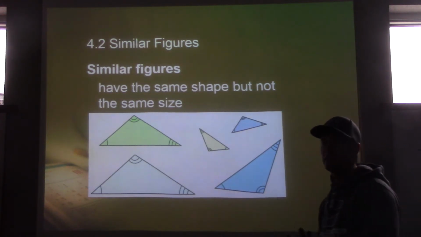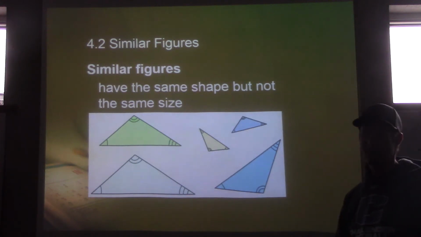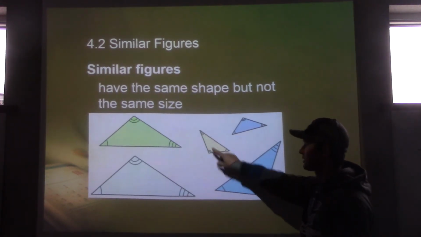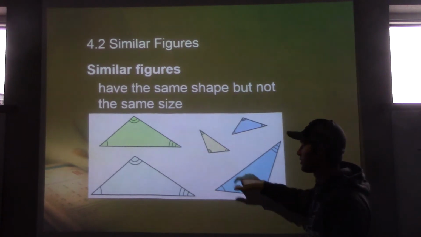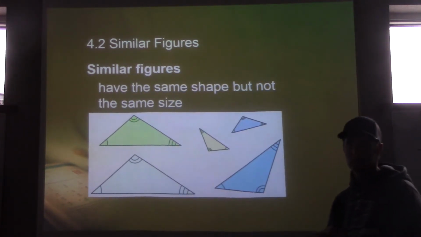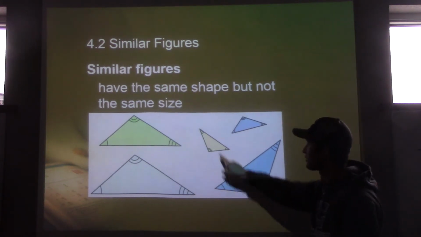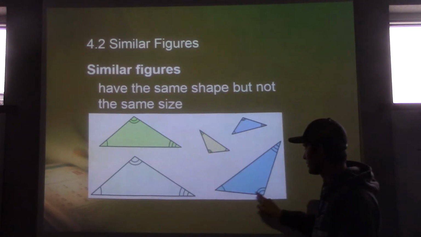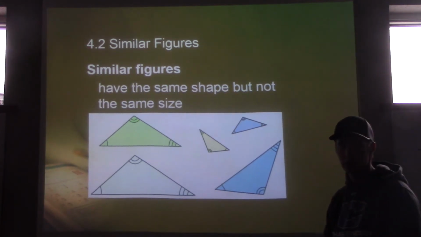So first of all, similar figures are figures that have the same shape, but they're not the same size. For example, we have a triangle here. This one compared to this one. Obviously this one's smaller, but they're similar in the fact that they'd have the same angles. Each angle would be equal to one another. So if this was 110 degrees, this would be 110 degrees. So all the angles would be equal.